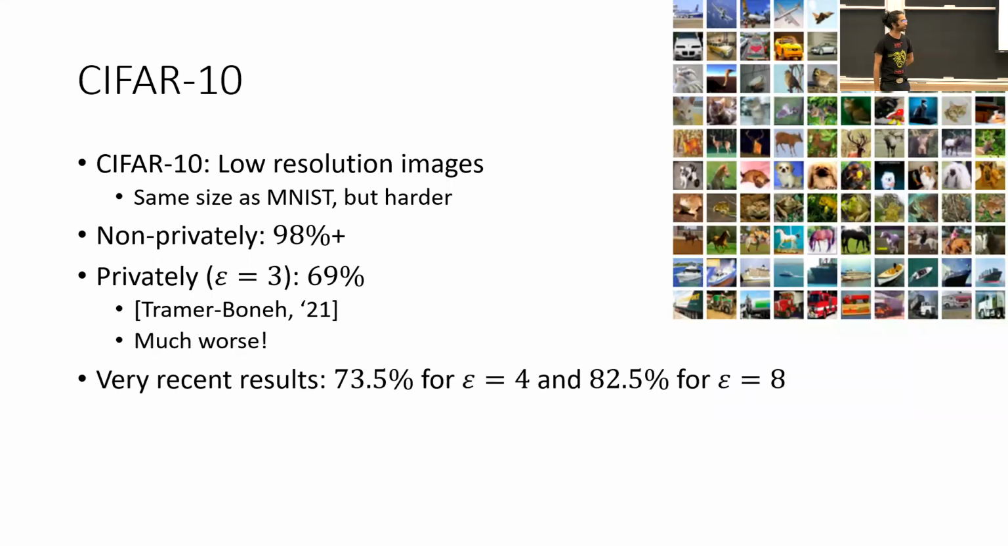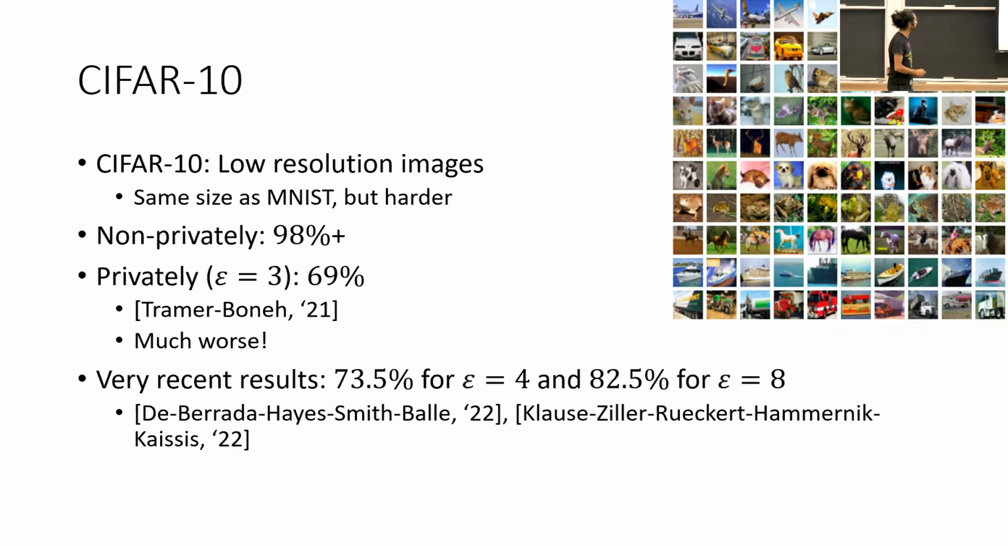If you weaken the privacy guarantees, getting up to say 73.5% for epsilon equals 4, 82.5% for epsilon equals 8. They're getting to weaker and weaker privacy guarantees, and there's still like 8, 9, or 10 times the error increase compared to what we had before. So it's kind of disappointing because we did well on the very first task you would consider under private image classification. But the second task, it seems like we didn't really do too well.